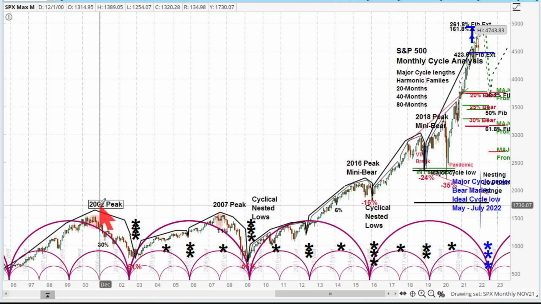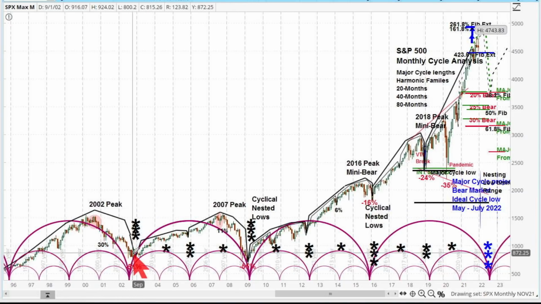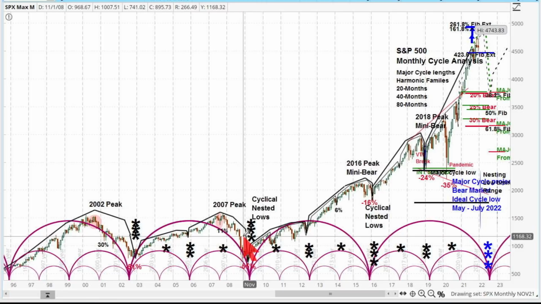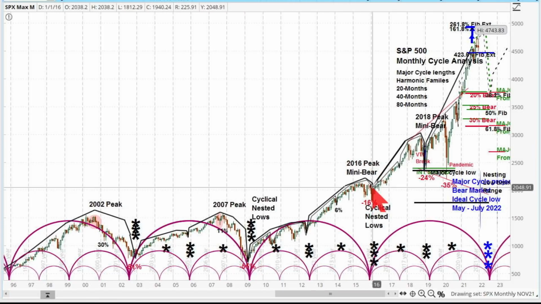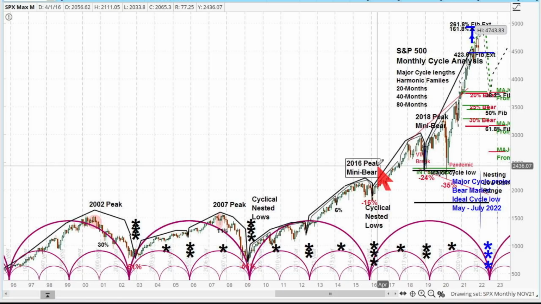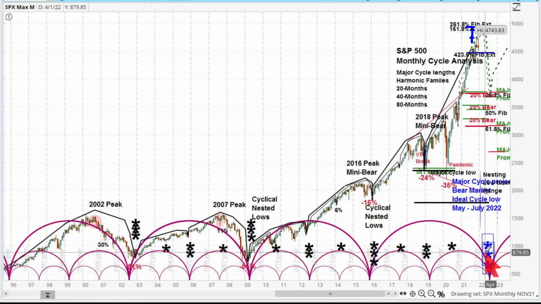Here was the 2002 peak and the bear market from the dot-com bust. Here was the 2007 peak and the bear market from the great financial crisis. Here was the mini bear right over here, and I showed you all of these on that quarterly chart for the 7-year cycles. And now we're coming into this period right over here.